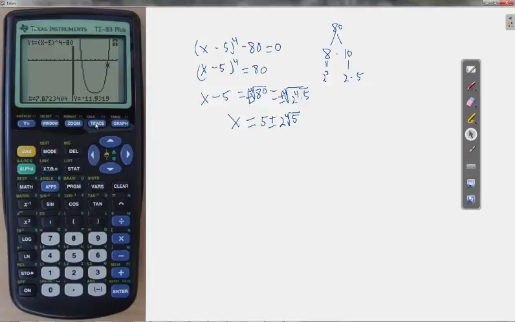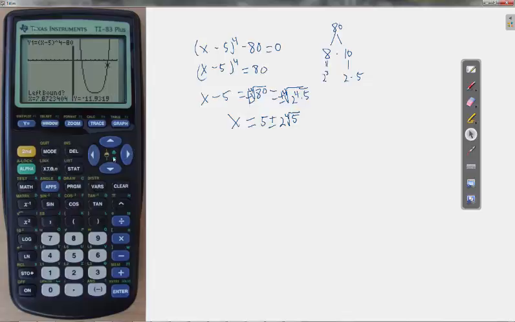Now there are actually two ways of accomplishing what we want to do. You can do it in the zero function or the intersect function. The zero function literally finds where y equals 0. So I often use that when I have 0 on a side like this. And it's going to ask for three things. See, left bound. So it wants me to give a left bound for where it crosses the x-axis.